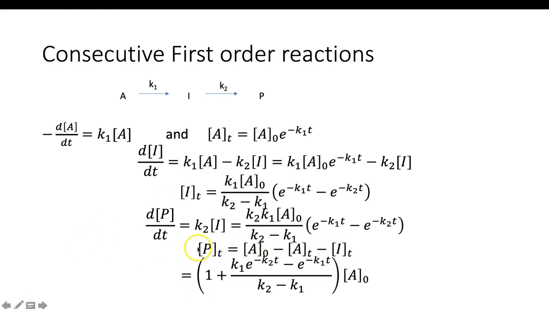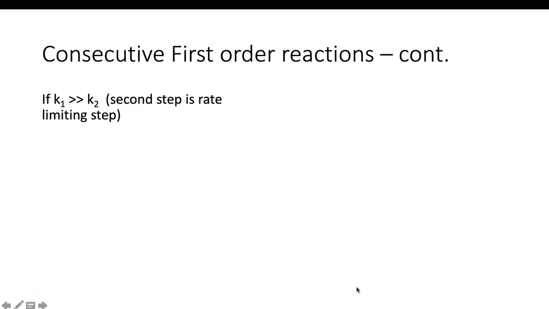So we know that P at any time t is just our initial reactant minus whatever the reactant is now minus whatever the intermediate is now. And so that means our rate of appearance of product is this exponential times our initial concentration. But it's probably more interesting to look at consecutive first order reactions if we look at the relationship between the two rate constants.